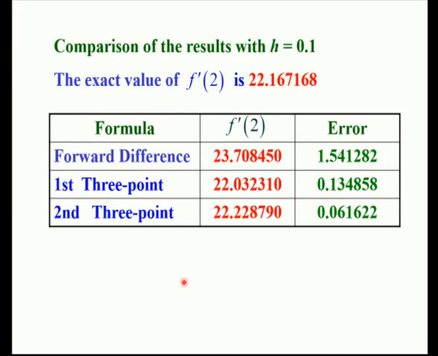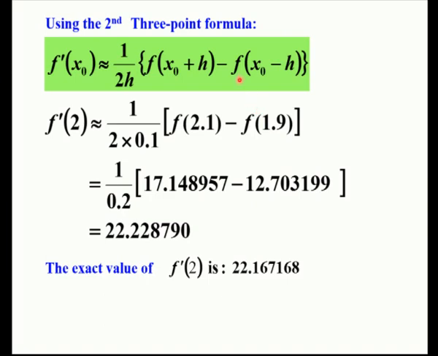Now you compare for the same function x e raised to x at the same point 2, I am calculating the derivative value using 3 difference, and the exact value is 22.167168. You can see the numerical value of the derivative using the first formula, the second formula and the third formula, and you can see that the error is minimized at the last formula, that is using the second 3-point formula. You can see that error is minimized.